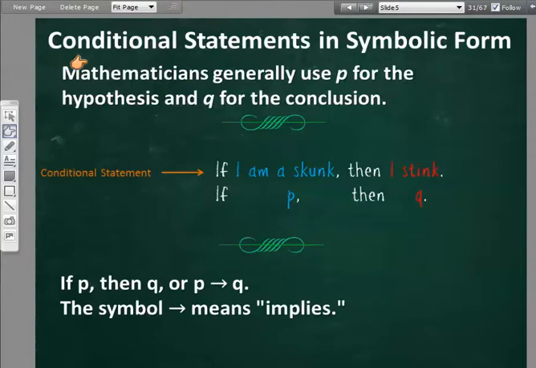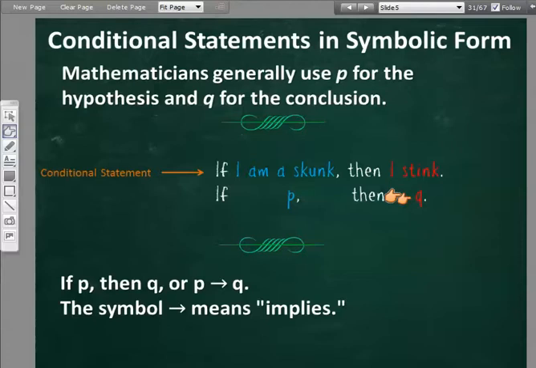Now, conditional statements in symbolic form. We have to learn this in order to complete the truth tables. Okay? Mathematicians generally use P for the hypothesis and Q for the conclusion. So I gave you my skunk conditional statement. If I am a skunk, then I stink. You see, I've named the hypothesis P. I've named the conclusion Q.